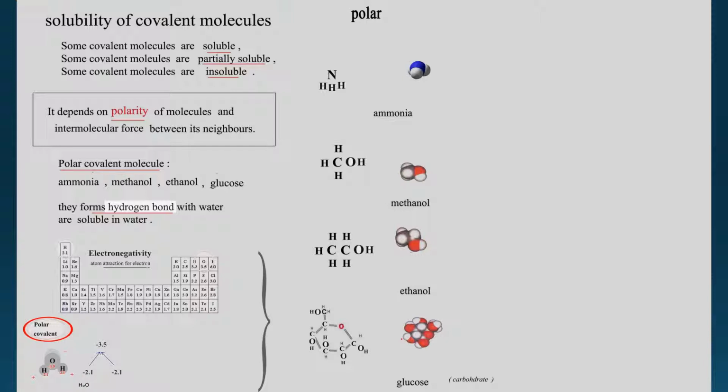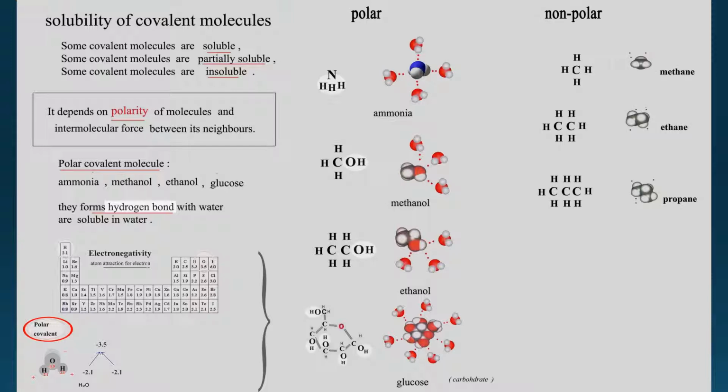So you put it in water, what will happen? Ammonia will be surrounded by water. Methanol, the OH part is surrounded by water, same as ethanol, same as glucose, surrounded by water, and they are all soluble in water.